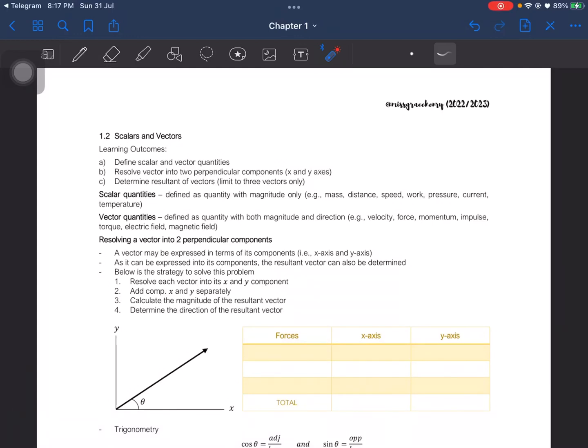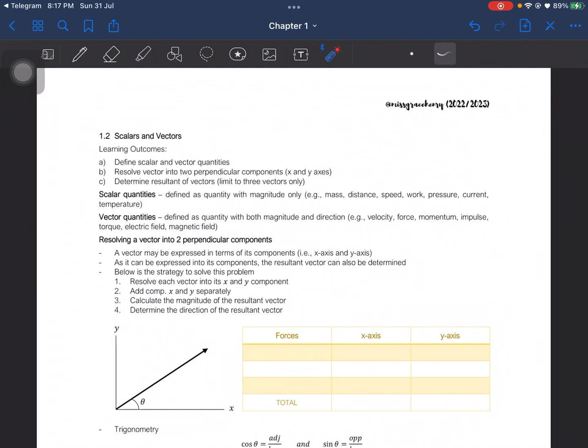Alright, second subtopic, which is on scalars and vectors. In this subtopic, you have to be able to define what are scalar and vector quantities, resolve a vector into two perpendicular components such as x and y axis, and lastly determine the resultant of the vectors. In our syllabus, it is limited to 3 vectors only.